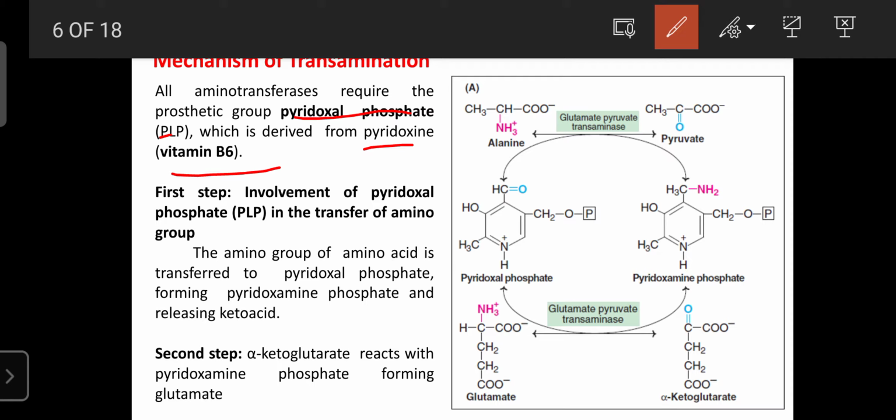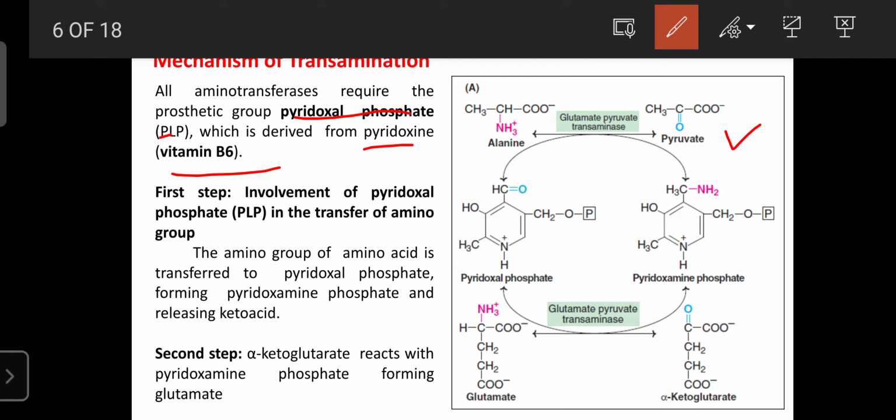In the first step, there was the involvement of pyridoxal phosphate in the transfer of the amino group. The amino group of the amino acid is transferred to the pyridoxal phosphate, forming pyridoxamine phosphate. Then it can release the keto acid. That was seen in these first reactions. So pyridoxal phosphate can accept the amino group from the amino acids.